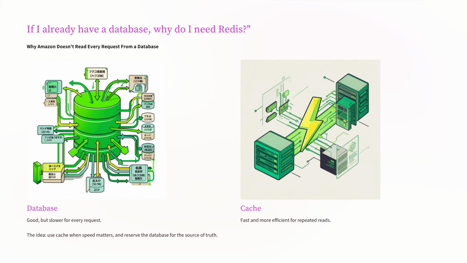Imagine 1 million users open Amazon at the same time. Every user wants product details, prices, and recommendations. Should every request go directly to the database? If that happens, the database becomes overloaded and the application slows down. This is why architects use caching. Today we'll learn the difference between a database, a cache, and Redis, and how architects decide when to use them.